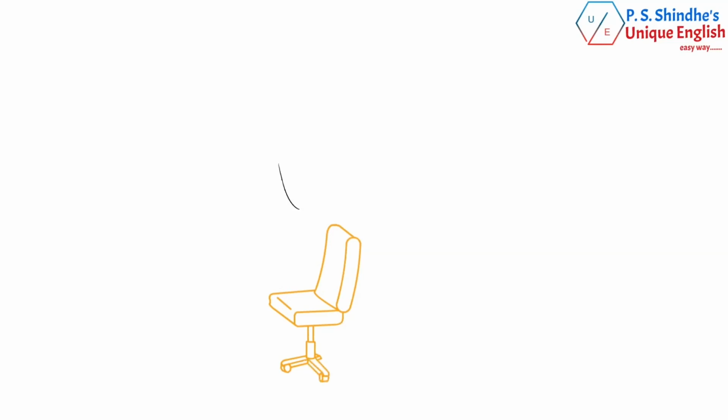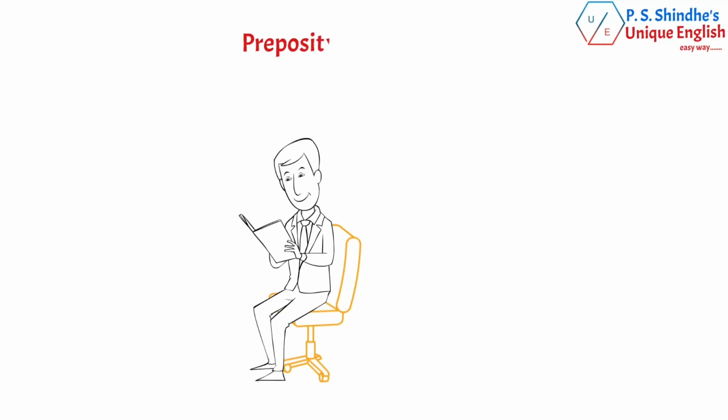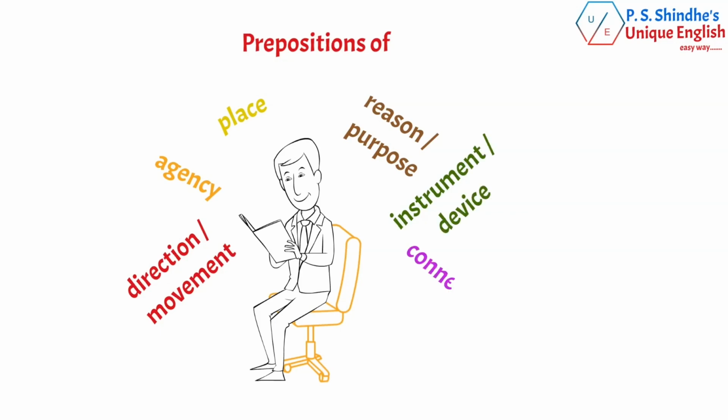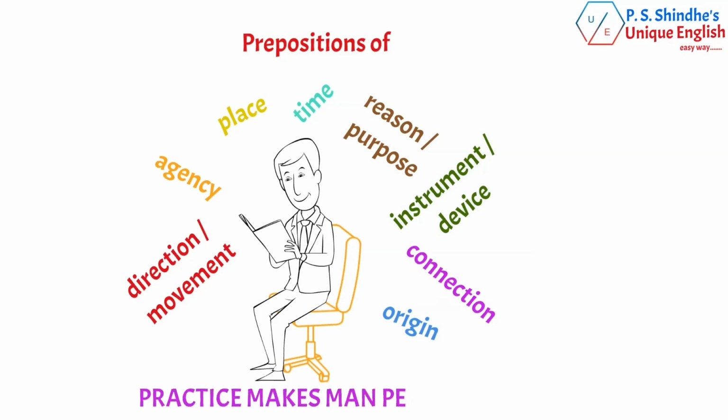Friends, by now, you have seen how prepositions function in sentences, and how best you can use them to relate nouns in different relationships such as direction or movement, agency, place, reason or purpose, instrument or device, connection, origin, and time. Prepositions can be very difficult to navigate, but it doesn't mean that you cannot learn them perfectly. Prepositions learnt in contexts of situations stay in mind forever. Just practice, practice and practice. Practice makes man perfect.